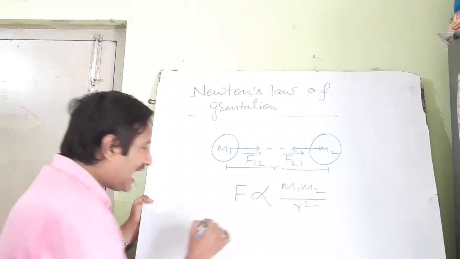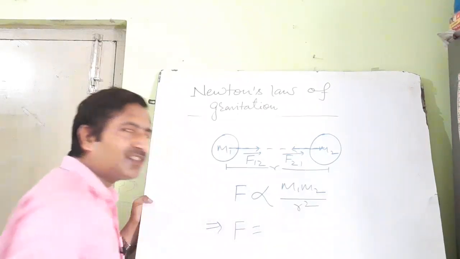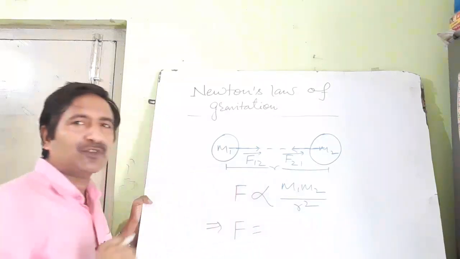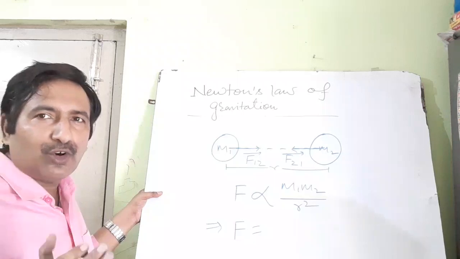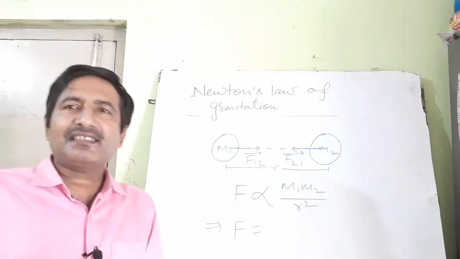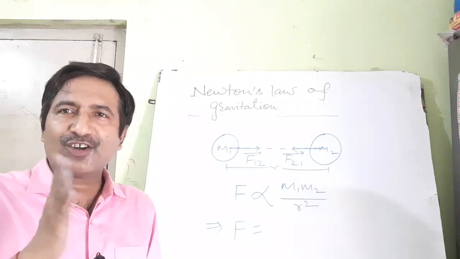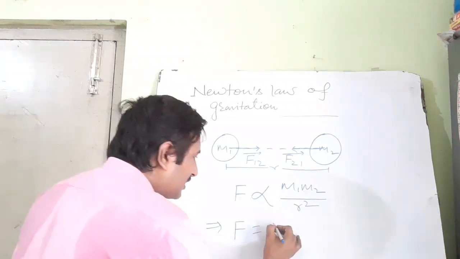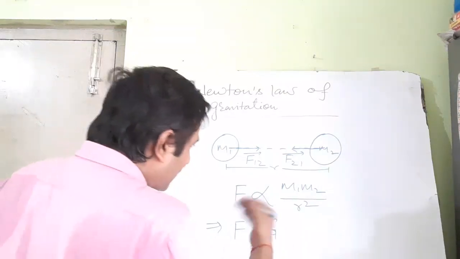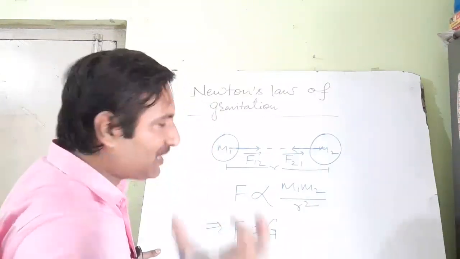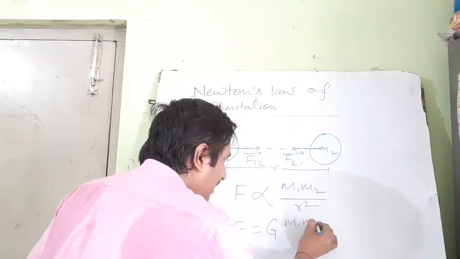Got it? Now you have to replace this proportionality sign by an equality sign. And you know, to replace a proportionality sign by an equality sign, you have to put a constant. So you put a constant G here. I discussed different types of constants earlier, and I will repeat it. So F is equal to G m1 m2 by r square.